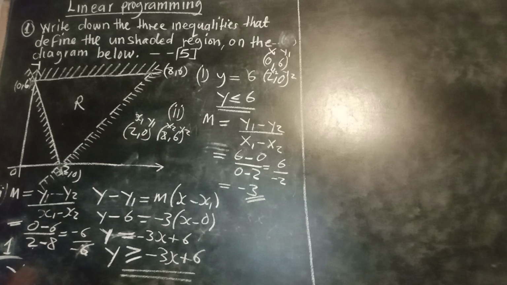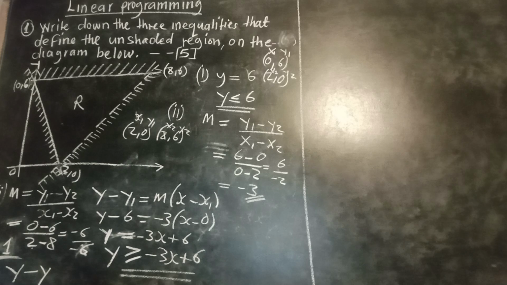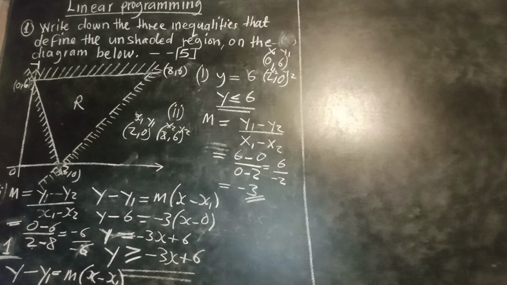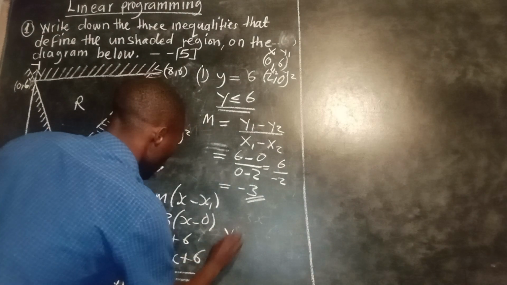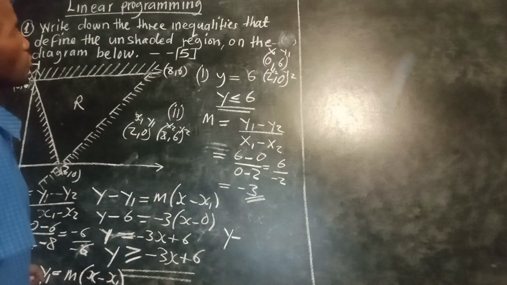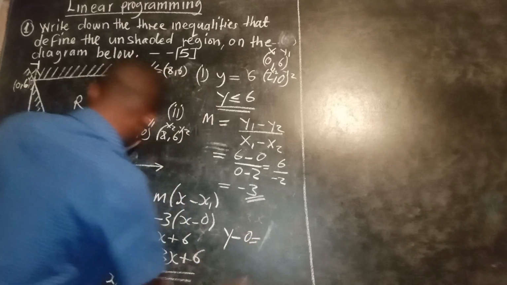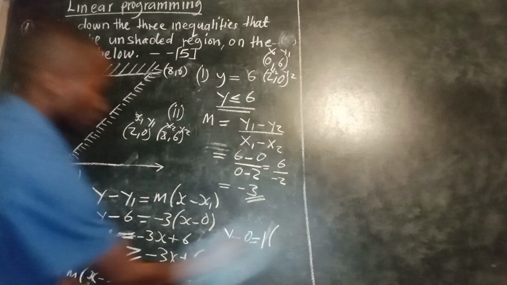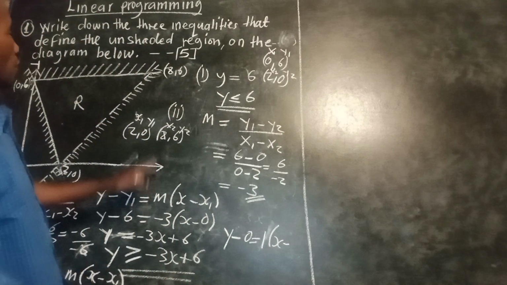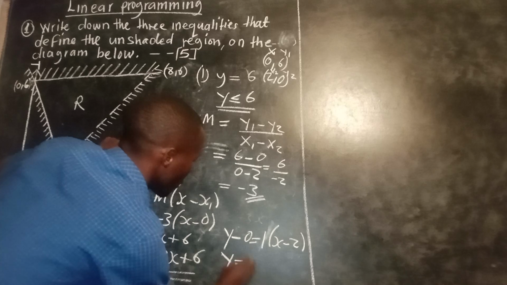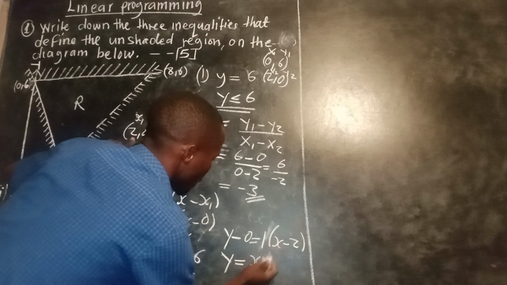So y minus y1 equals m, then we have x minus x1. Then from there we can substitute. We are using this same one, let me use this part. So y minus y1. What is our y1 according to the coordinates that we have? We are using these coordinates. So y1 is 0, so put a 0 there. Then equals m. What is our m? It is 1. The gradient is 1. Then x minus x1, x1 is 2. So y equals, because this is just 0, when you multiply here we are going to have x minus 2.